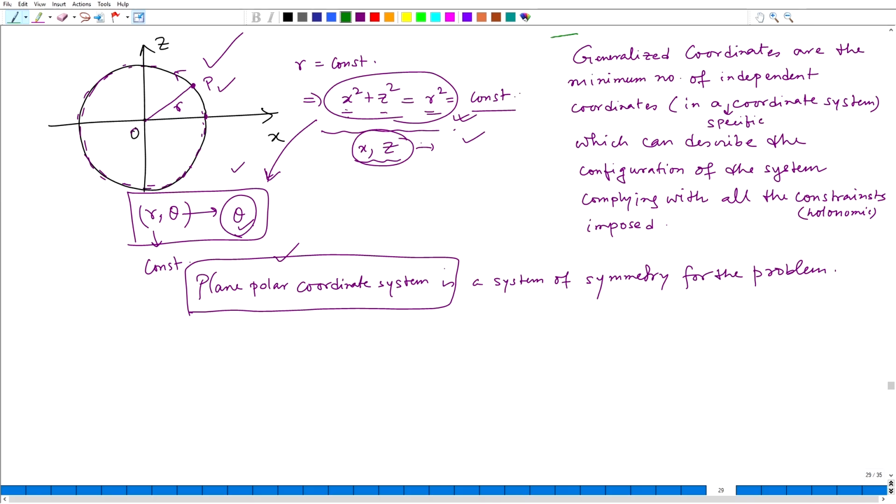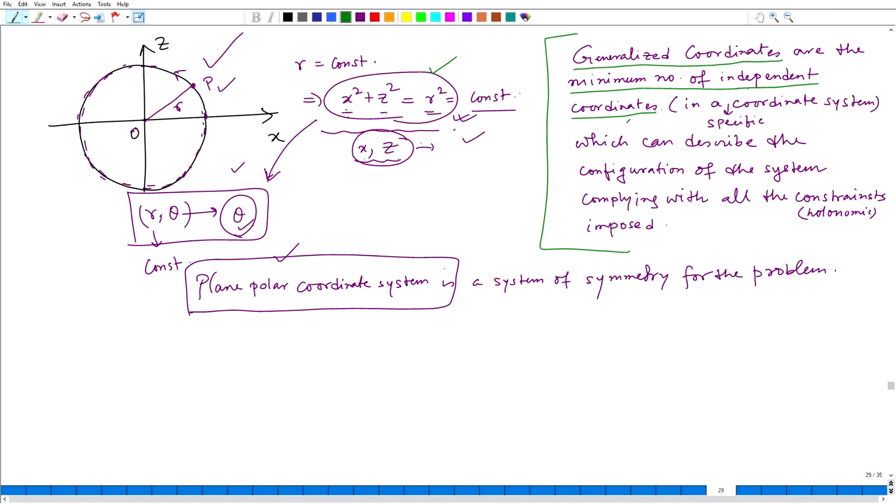So, this is a very important definition. The generalized coordinates are the minimum number of independent coordinates. That is very important. So, in order to make you realize the meaning of independent coordinates: when you are using Cartesian coordinate system, you have two variables, but these two variables actually are not independent of each other.